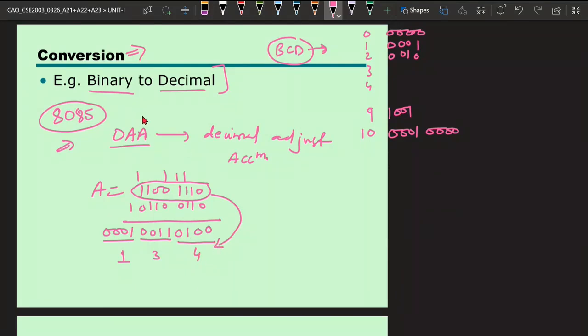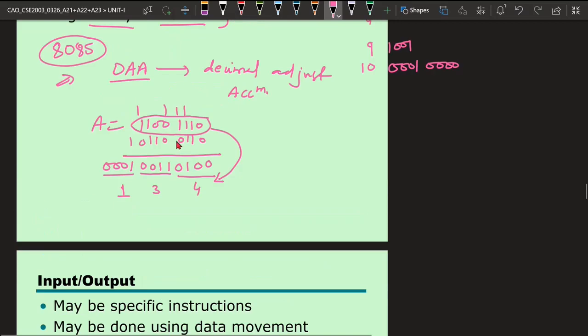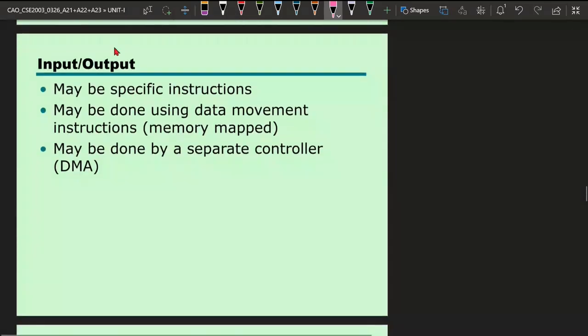So this is how different conversion instructions are defined in the different types of architectures. Now input and output. These may be specific instructions. Input output instructions we have already seen, the IN and OUT instructions. They may also be done using data movement instructions, which are memory mapped. So here basically memory mapped instructions are there.